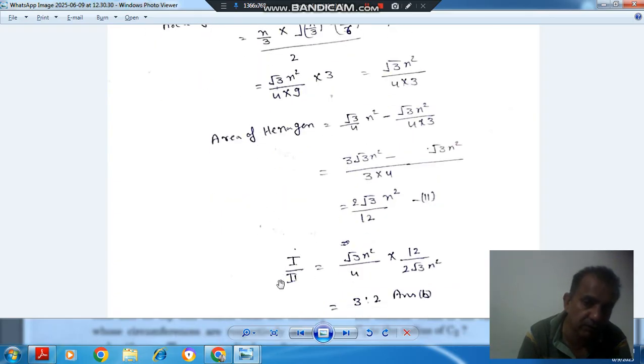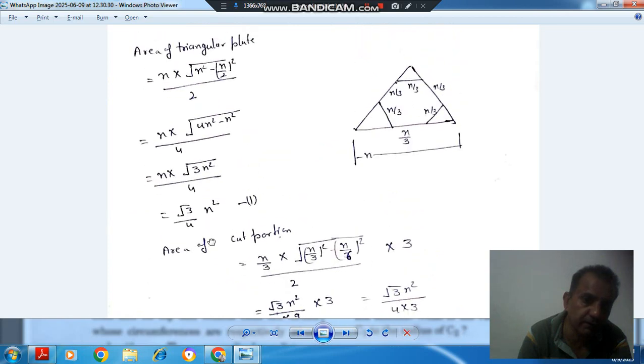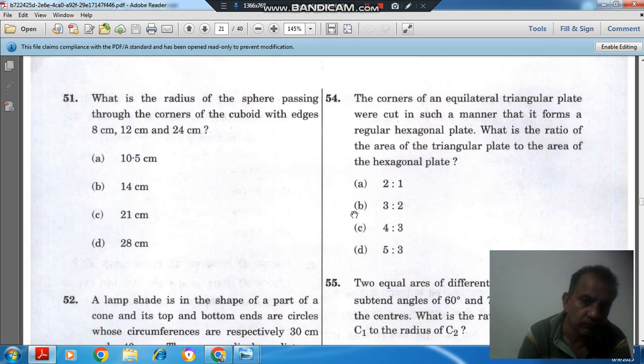The required ratio is 1 by 2. So 1 is the area of the triangular plate, that is root 3 by 4 x square, and 2 is the area of the hexagon, that is 2 root 3 by 12 x square. So solving this, we get the ratio as 3:2. Answer is option B.